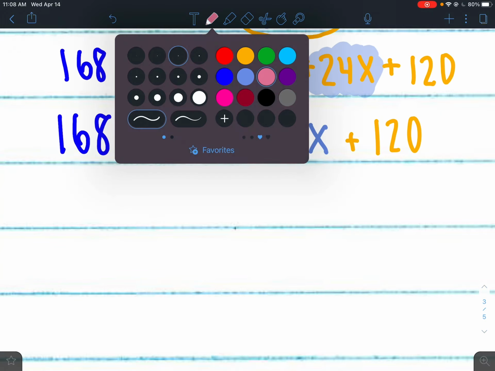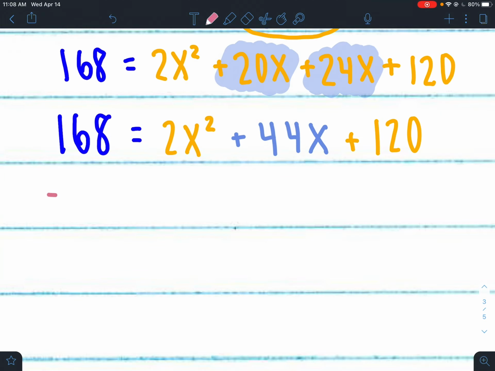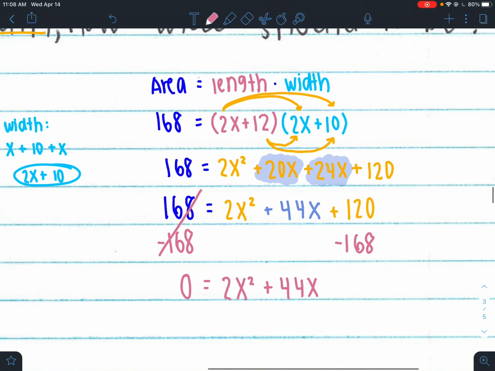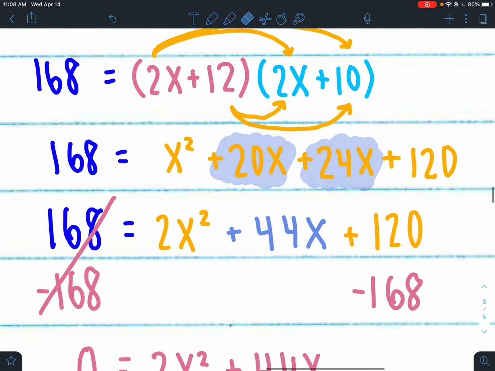How do I move 168 to the other side? Well, I'm going to subtract. So I'm going to subtract 168 from both sides. So then we have 0 equals 2x squared plus 44x. Oh my gosh, I just realized I made a mistake. 2x times 2x is not 2x squared, it is 4x squared.